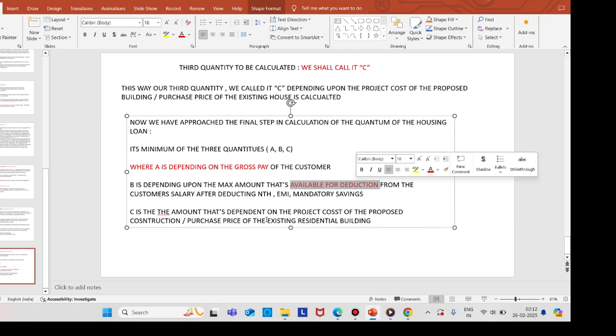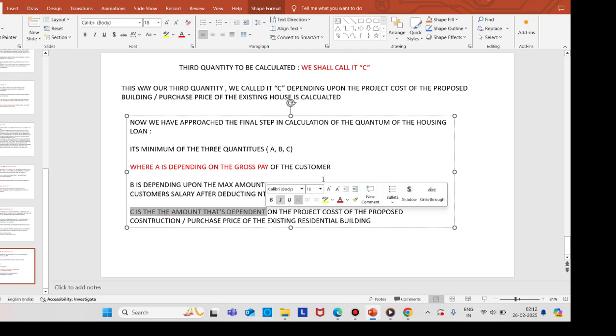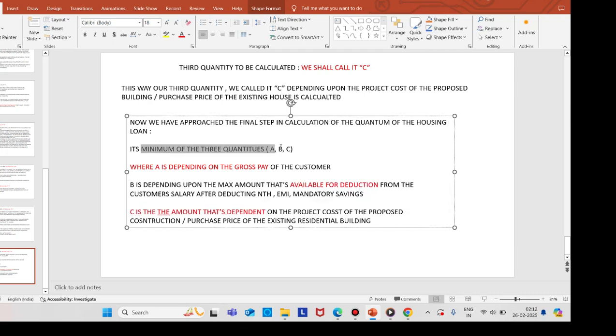So this quantity is simply obtained by project cost minus margin money, that gives the quantity C. So this quantity depends upon the project cost. In order to derive the maximum that can be given to a salaried customer for construction of a house, it is the minimum of these three quantities A, B, C, which we have calculated till now. So we'll be calculating the minimum of these quantities.